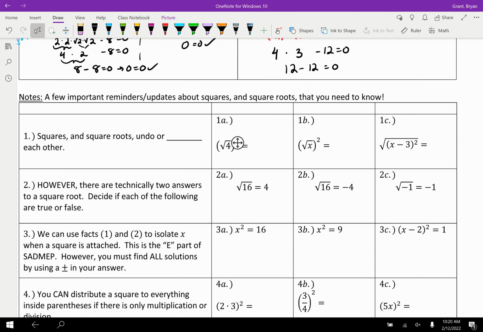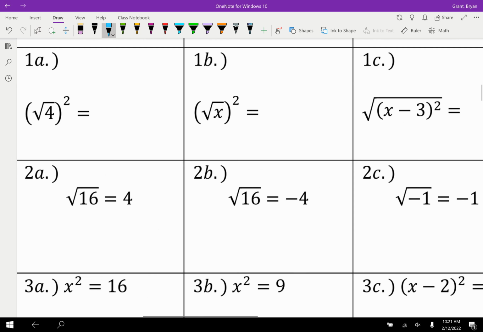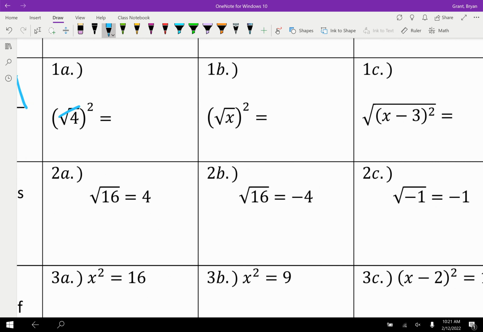The first thing I've already discussed, but it's definitely worth talking about again. Squares and square roots undo or cancel each other. We actually say that squares and square roots are inverses of each other because they cause each other to go away. So when you see the square root of 4 squared, we cancel the square root and the square, and it leaves us with 4. Square root of x squared, that's just x.